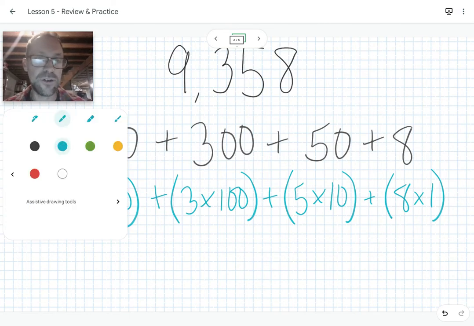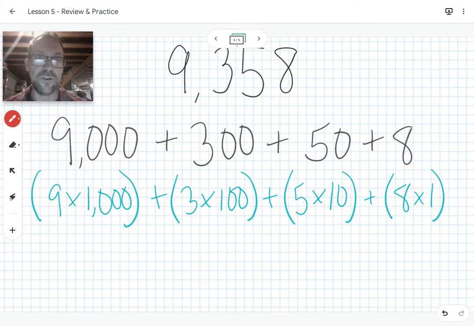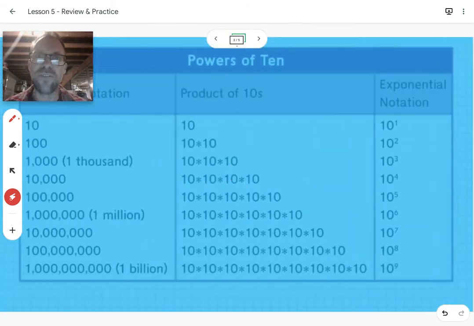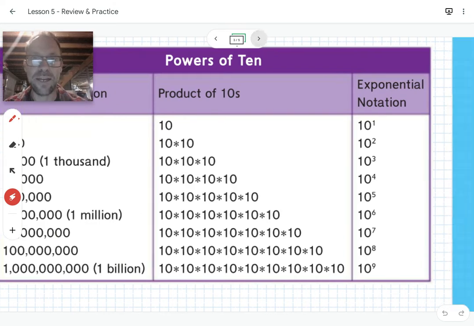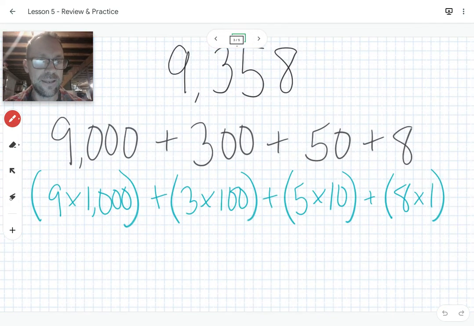Let's go ahead now and turn these powers of 10 into their exponential version, their exponential name, right? So 1,000, what is that in exponential form? Well, if you don't know, you come over here and look at your chart. 1,000, that's 10 times 10 is 100 times 10 is 1,000. That's 10 to the third power. So let's head back to our slide and let's write that down.